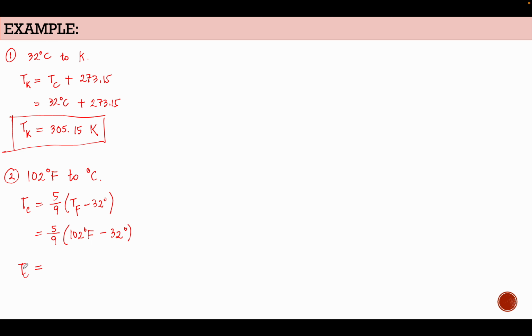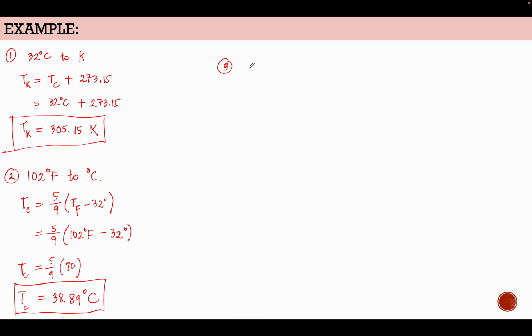So we have 5 over 9 times T sub F, which is 102 degrees Fahrenheit, minus 32 degrees. Okay, so now let's calculate. Let's subtract first. Let's write first 5 over 9 times, we have 102 minus 32 is equal to 70. So 5 over 9 times 70 is equal to 38.888889, and then we have degrees Celsius. So 102 degrees Fahrenheit is equivalent to 38.89 degrees Celsius.